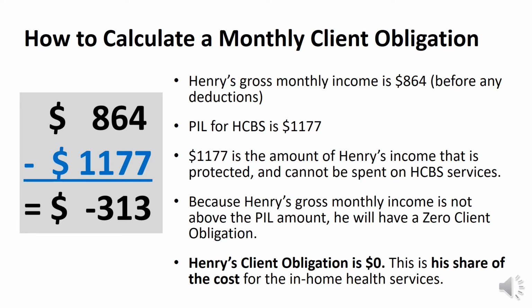That will be his share of the cost for his in-home health services. And you can just look at the calculation. His total gross monthly income of $864 minus the protected income amount of $1,177 does not give him an amount that he would pay. So it would be zero.